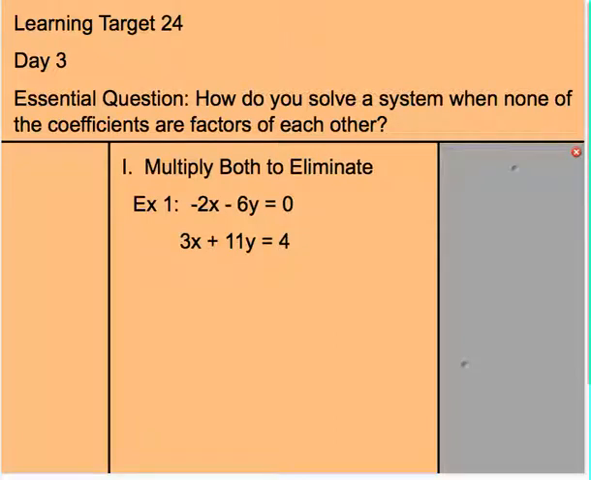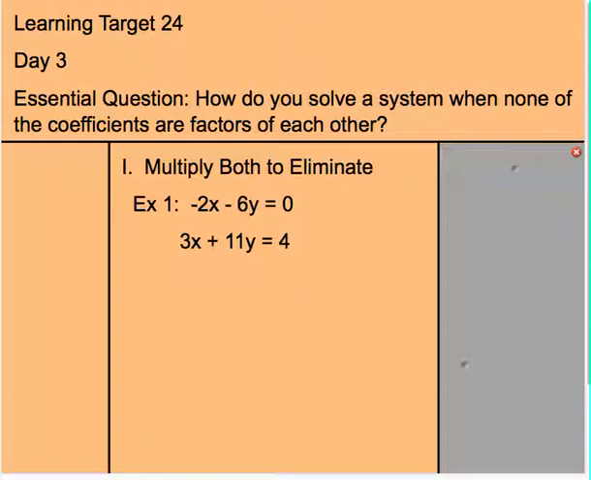So today we're going to take a look at solving by elimination that's a little bit more complicated than what we've seen the last couple of days. So now we have to multiply both equations in order to eliminate. And the reason is if we look at our coefficients, for example our x's have coefficients of -2 and 3, but 2 doesn't go into 3 evenly. If we look at our y's, we have -6 and 11, and again 6 doesn't go into 11 evenly.